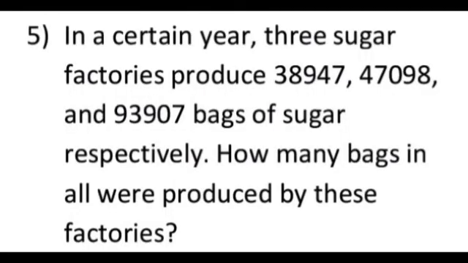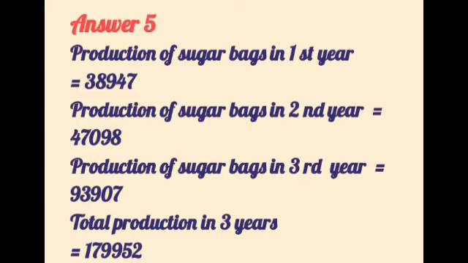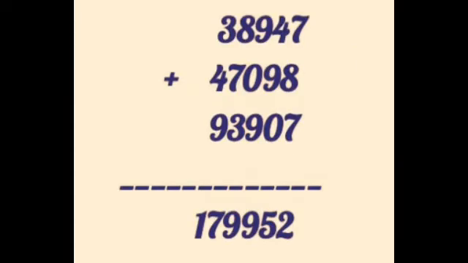In a certain year, 3 sugar factories produced 38,947, 47,98 and 93,907 bags of sugar respectively. How many bags in all were produced by these factories? Again, we have to add all the numbers. Production of sugar bags of the first factory, the second factory and the third factory. You have to add all the numbers and the answer will be 1,79,952. Here I am giving you how to write it. Please in every question arrange in column and add. Don't write the direct answer.